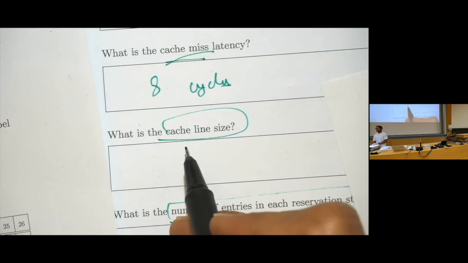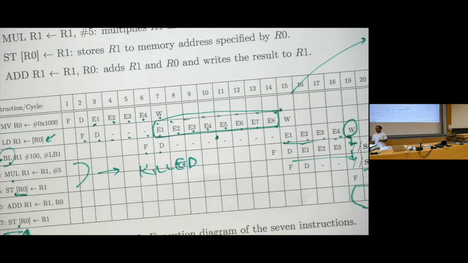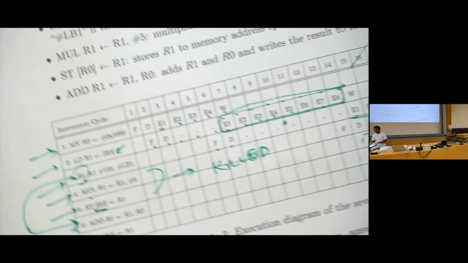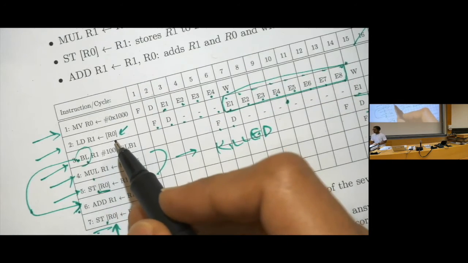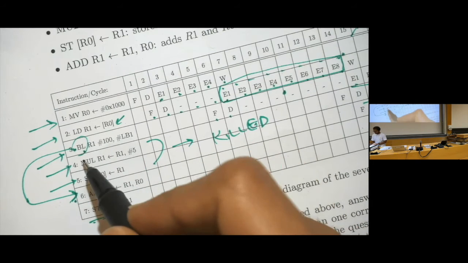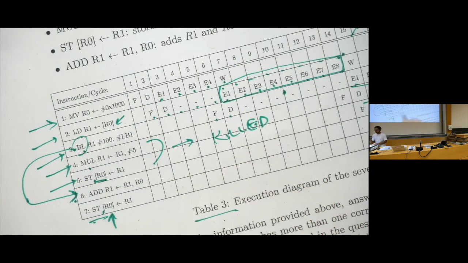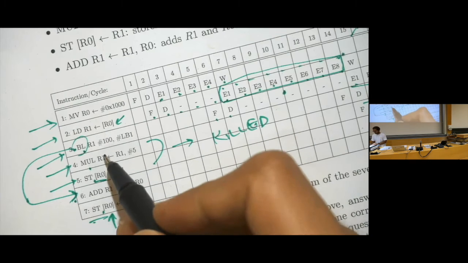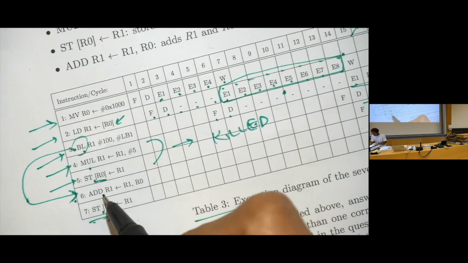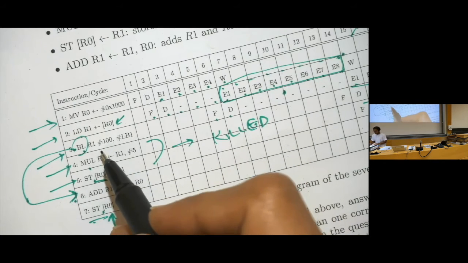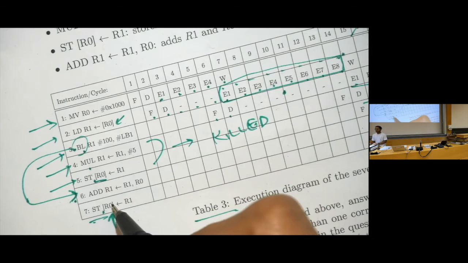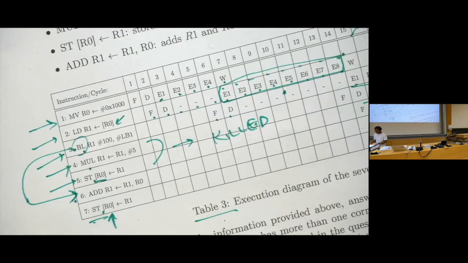What is the cache line size? In the mental image that we built, to infer the cache line size, you would need to change the address of the memory that you're looking at. We see that at any point in the program, we are always accessing R0. R0 is the memory target, and we never change the value of R0. R0 is not the destination for any of your ALU instructions. That means I cannot tell what the size of the cache line is.